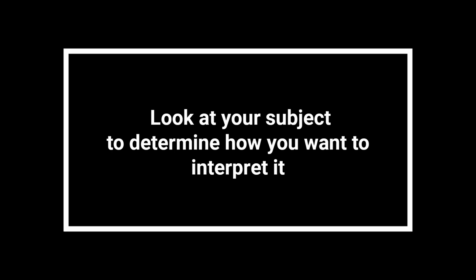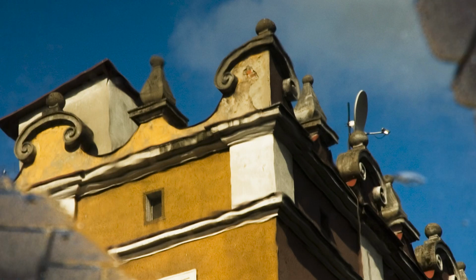So the first step is to look at your subject to determine how you want to interpret it. So let's start by looking for intriguing abstractions of reality in reflections. Reflections provide the perfect surface for creating interesting Impressionist images, whether it's a window, a glass surface, or even a puddle on the ground. Reflection will vary in intensity throughout the day, and some materials will reflect color and light with varying degrees of intensity that you can use to create visual excitement in your photographs.